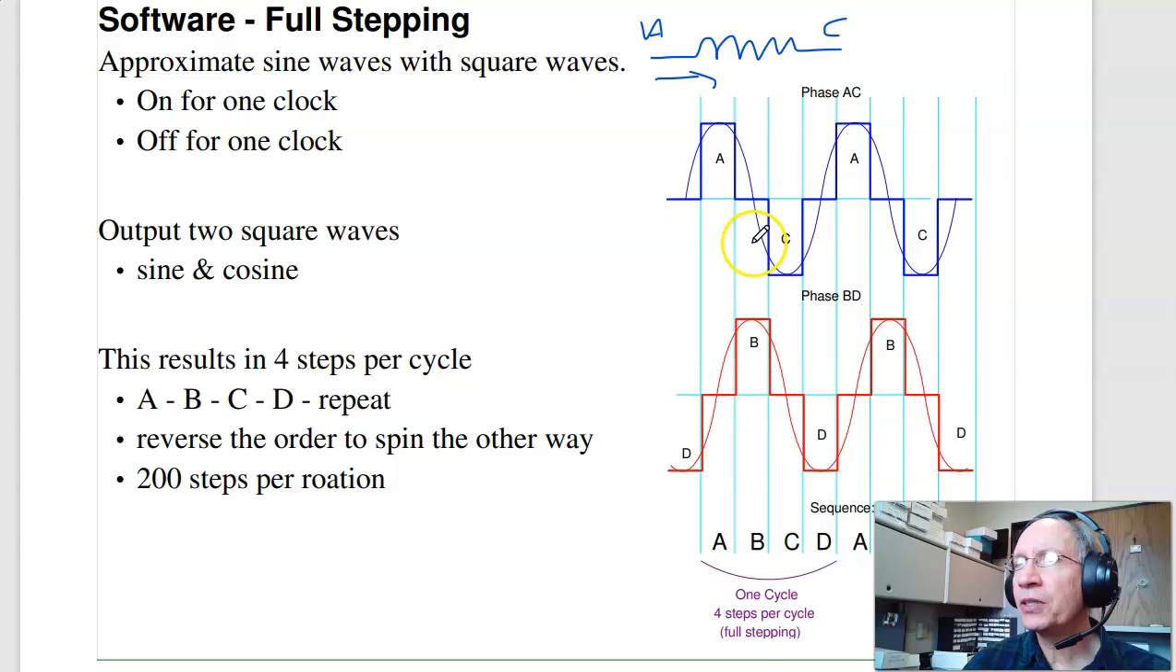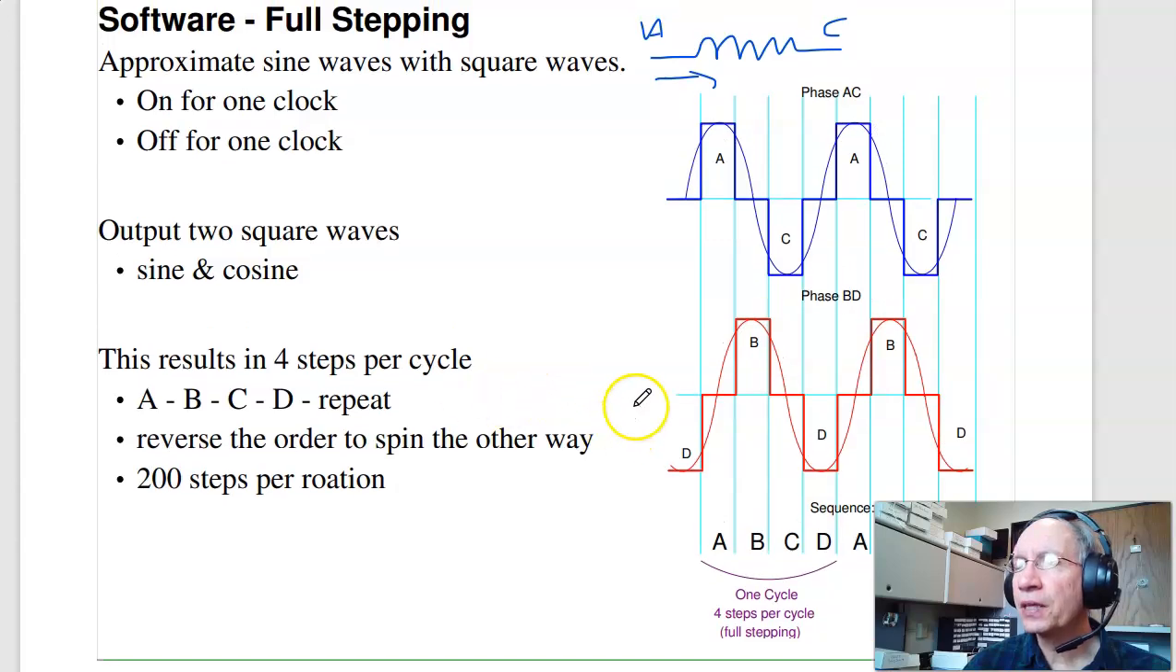Likewise on B, I do this 90 degrees out of phase, and the net result is to have 4 steps per cycle, and the stepping should go A, B, C, D. Then repeat. That gives you 200 steps per rotation.